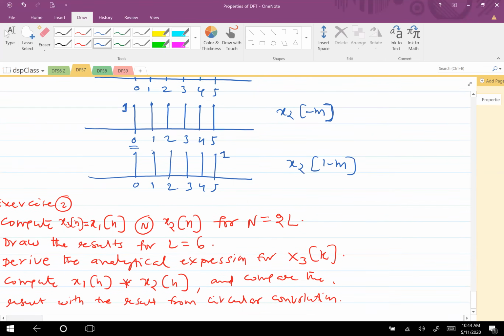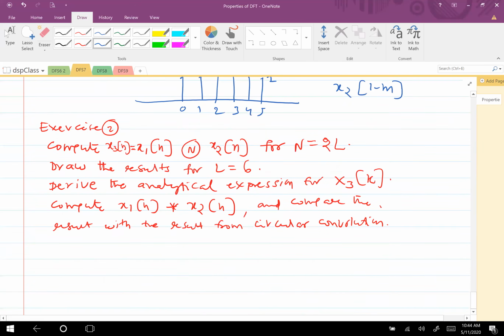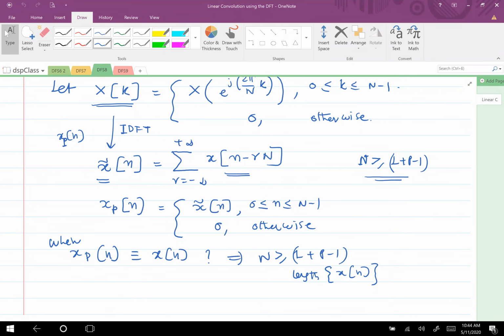Then there were some examples here, and very similar to the examples, there were some problems as well. So any questions on this one? If this is clear, I can move on to the next one. Any questions as far as the properties of DFT are concerned?